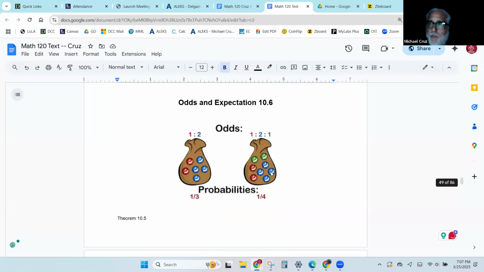All right. So 10.6 deals with this thing called odds. Now, when we're talking about odds, we're talking about the relationships of winners to losers or losers to winners. Probability is slightly different, but it uses the same information.